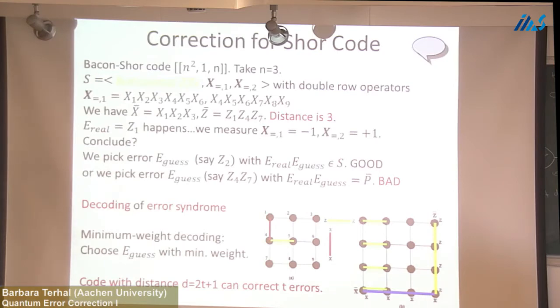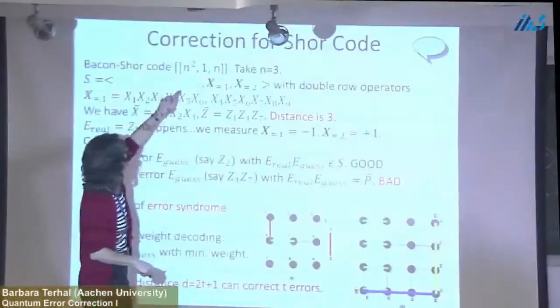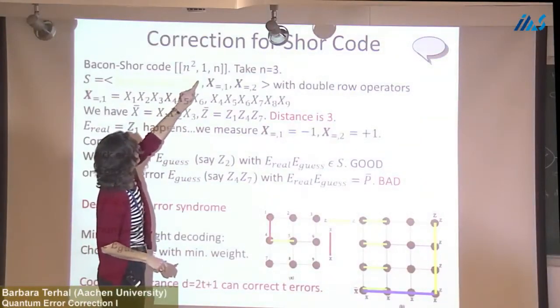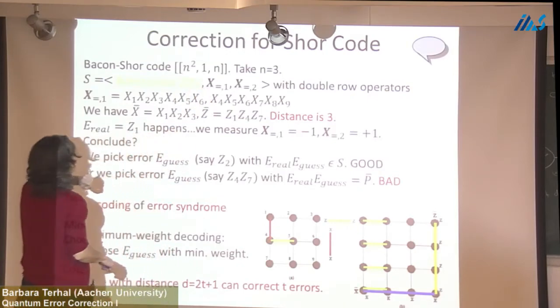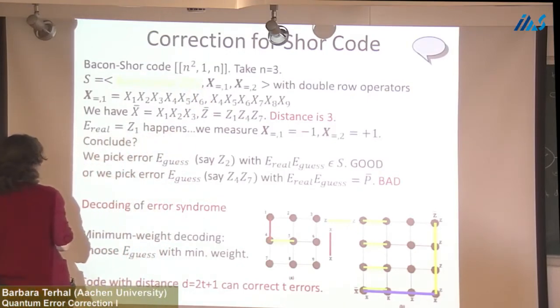Okay, so the Shor 9 qubit code can be viewed as an example of a family of codes which are called Bacon-Shor codes. Maybe you come to that later because they're actually subsystem codes. They encode 1 qubit into n squared and have a distance n. But in our case, we're taking n as 3.